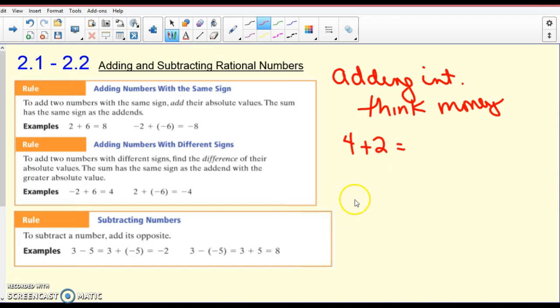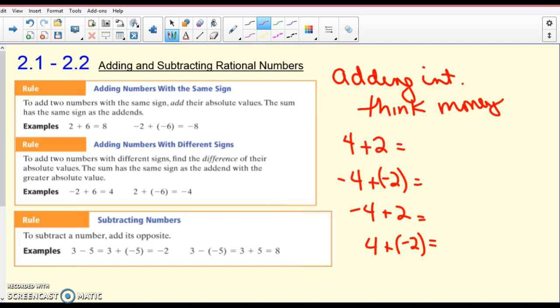So, write down these four problems. 4 plus 2, negative 4 plus negative 2, negative 4 plus 2, and 4 plus negative 2. These are all addition problems. Tonight, it is only addition. We are not dealing with subtraction. We are only dealing with addition.